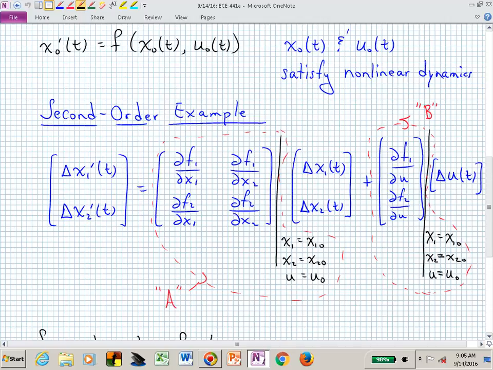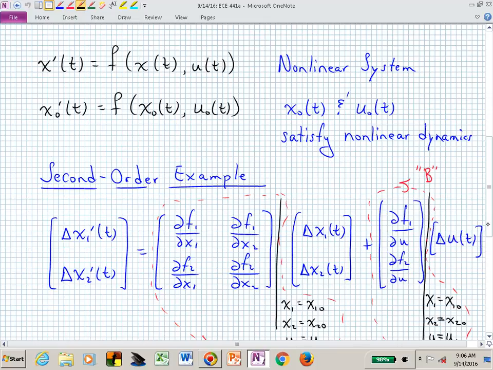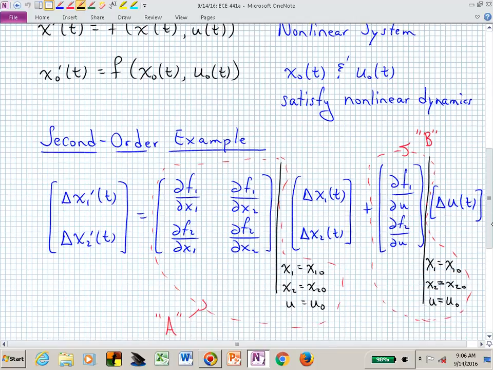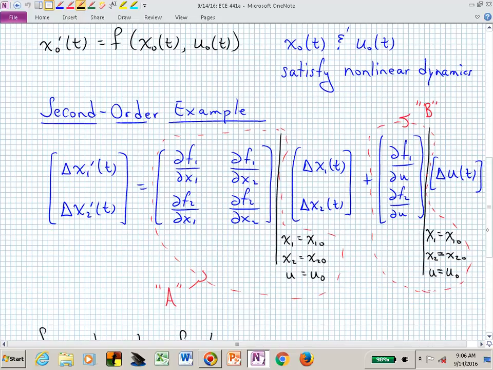You may end up with expressions that are functions of the x's, the different coordinates, x sub 1, x sub 2, x sub 3, and the u's, u1, u2. You substitute for those x's and u's the nominal values for those quantities that actually satisfy the governing nonlinear differential equation. Consequently, the A matrix, in this class it will be constant, but in general it could be a time-varying matrix, A of t, as a function of the x naughts and the u naughts.